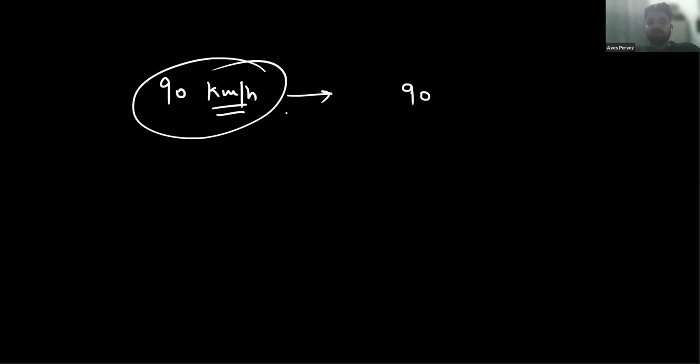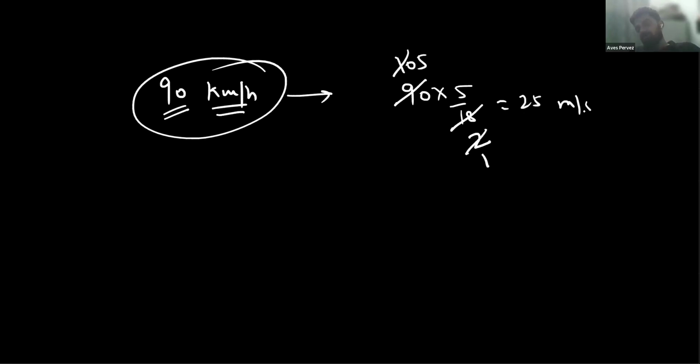Just multiply 90 by 5 by 18. So 9 2s are 18, 9 10s are 90, then 2 1s are 2, and then 2 5s are 10. It will be 25 meter per second. So if an object is traveling 90 kilometer per hour, it means that it is 25 meter per second.